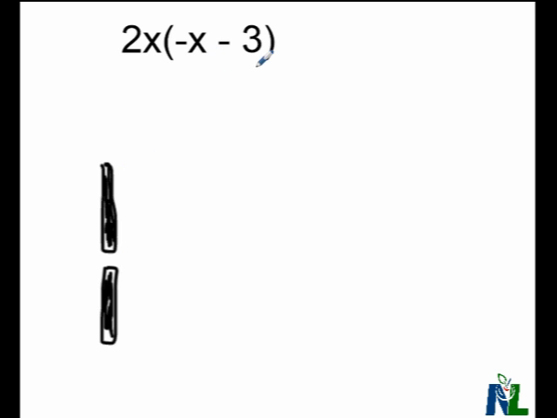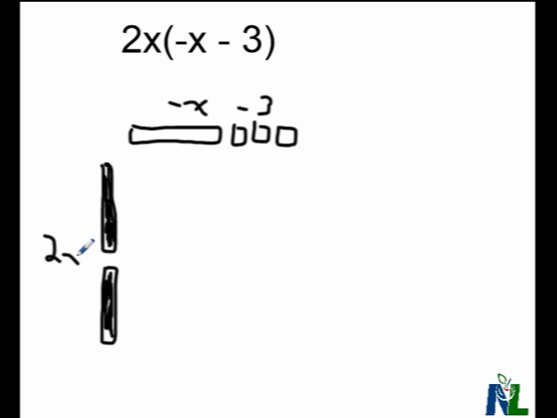The length is going to be negative x minus 3, so I represent that with tiles. I have a negative x going across the top, and I also have to have 3 negative unit tiles as well. So right here I have negative x minus 3, and over here I have positive 2x.